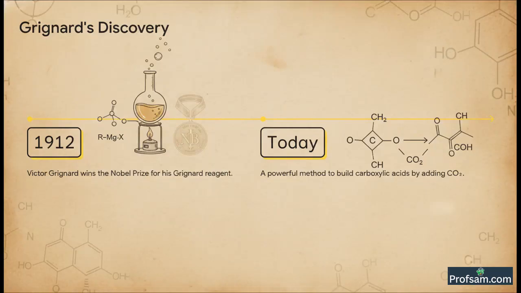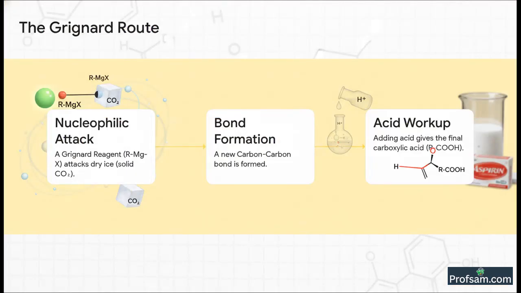Let's talk about one such powerful method, which actually has a bit of history behind it. Back in 1912, a chemist named Victor Grignard won the Nobel Prize for discovering a special chemical tool, the Grignard reagent. And even today, more than 100 years later, this discovery gives us an amazing way to build carboxylic acids simply by adding carbon dioxide. So how does it work? Well, the Grignard reagent is what we call a powerful nucleophile, which just means it's very good at finding and attacking atoms that have a positive charge. When you add it to dry ice, which is nothing but solid carbon dioxide, it attacks the carbon atom and forms a brand new carbon-carbon bond. Then, in a final step, you just add some acid and you get your carboxylic acid.